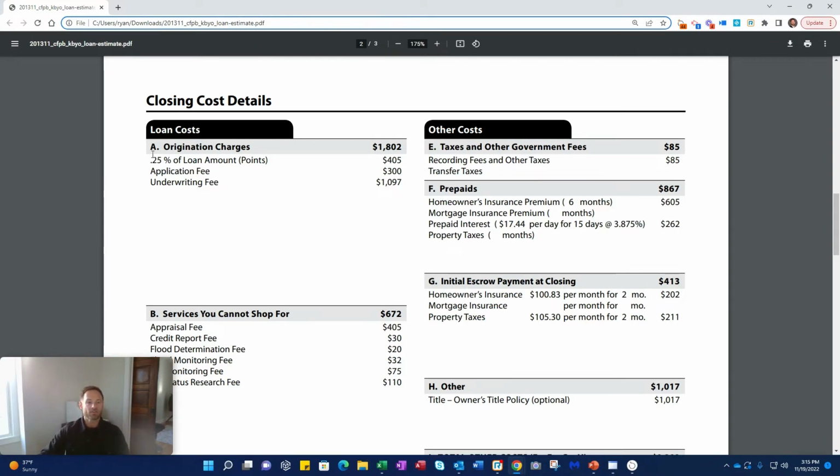But as you'll see, Box A is one of the most important boxes on this form, because this is what you're comparing lenders on.